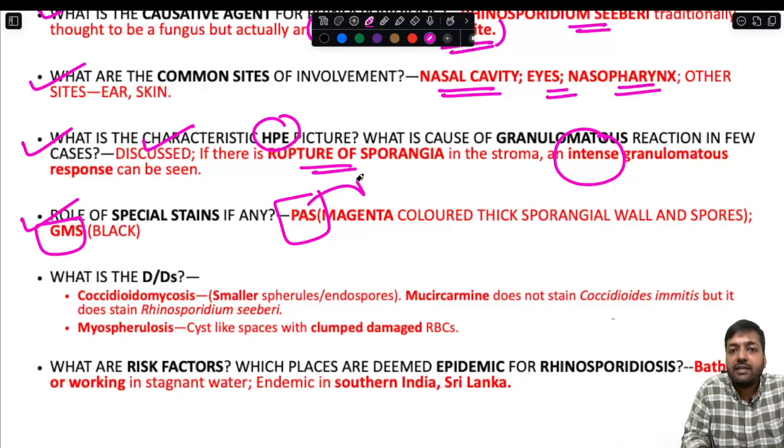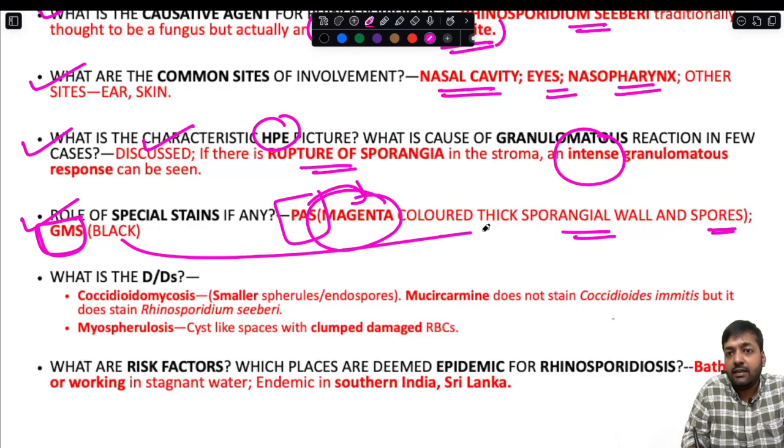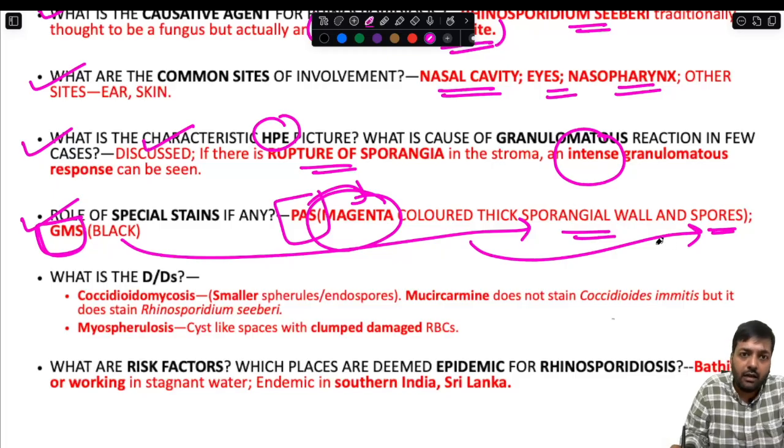So PAS stains the thick sporangial wall and the spores as magenta colored. So under the PAS stain, they are going to stain as magenta colored thick sporangial wall and spores, whereas under the methenamine silver stain, the sporangial wall and the spores are going to stain black in color. Okay, so they will stain magenta with PAS and black with methenamine silver stain.